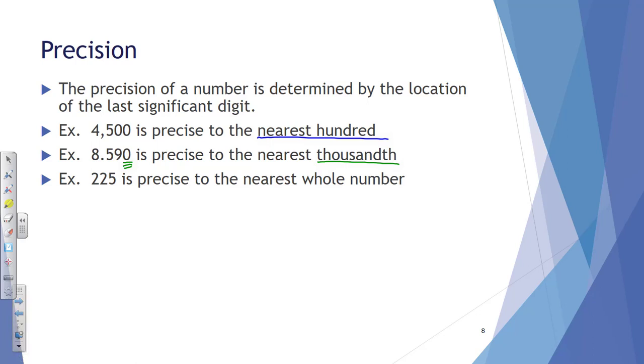225. The last significant digit is the 5. That's the last spot before the decimal place. That's the whole number spot. And so we would say that that is precise to the nearest whole number. If you had a dog that weighed 225 pounds, yikes, you would assume that that weight was rounded off at 225 pounds and that the dog may have had a few extra ounces as well.